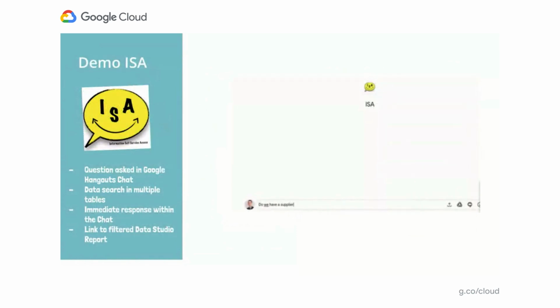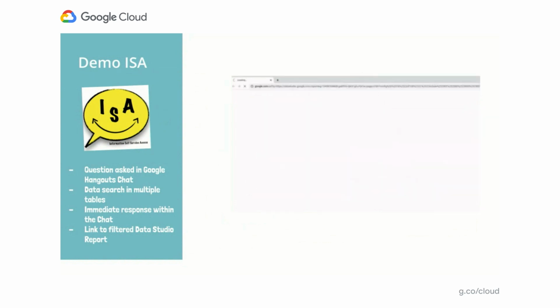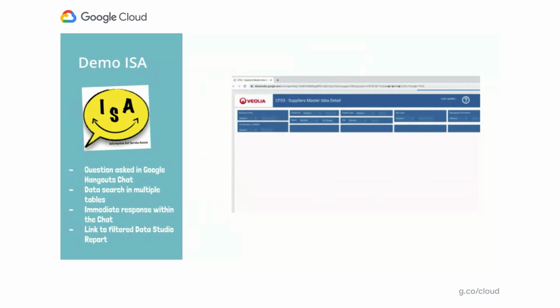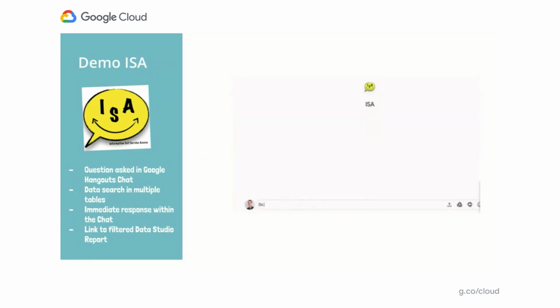A quick demo showing how ISA works today. The user asks a question in Hangouts Chat to ISA. The answer is displayed in a small card with a web link. I want to click on that. The information is published in a Data Studio dashboard, pre-filtered, showing this information. It's really an accelerator to consume information in a simple way.